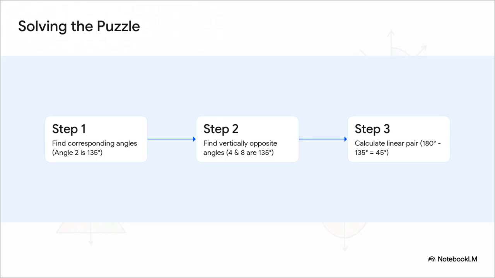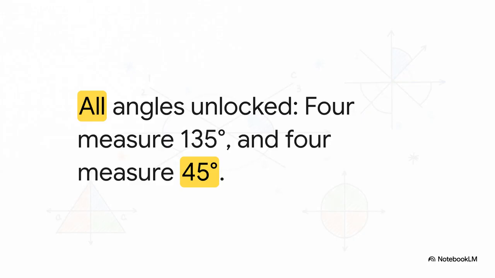Vertically opposite angles. Angle 8 is across from 6, so it's 135. Angle 4 is across from 2, so it's 135. Boom! Half the board is filled. Step 3. The linear pair. Angle 5 sits right next to angle 6 on a straight line, meaning they must add to 180. So, 180 minus 135 gives us 45 degrees for angle 5. And just like that, the puzzle is solved.